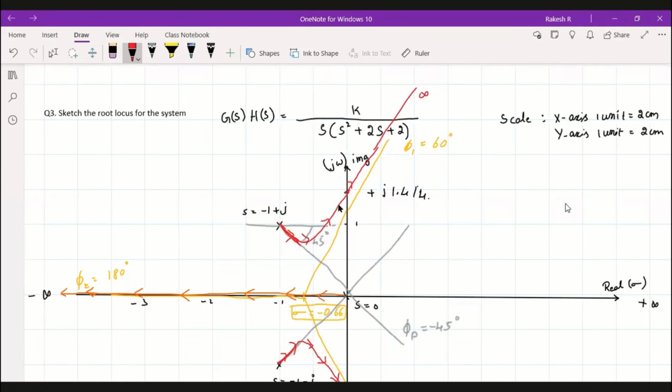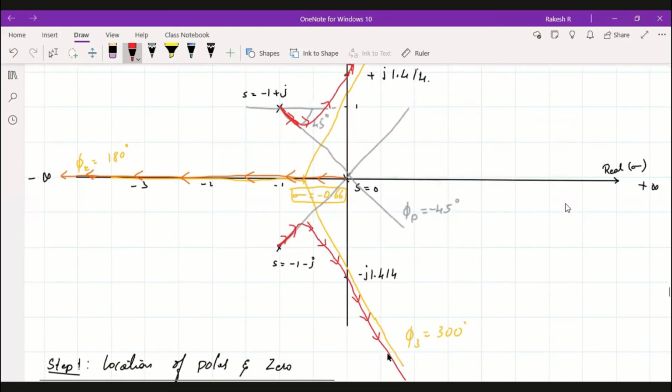It will not travel on the asymptote angle we have drawn here, but it will travel parallel to the angle of asymptote. Similarly, here also it will travel parallel to the angle of asymptote. Here it will travel on the asymptote only. This is one more root locus here.